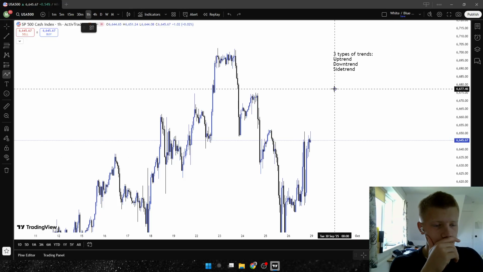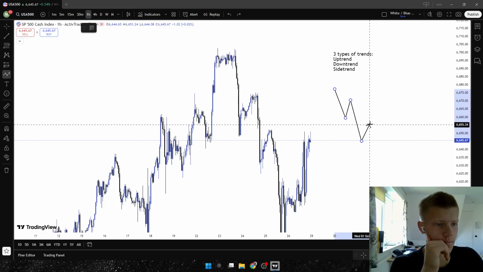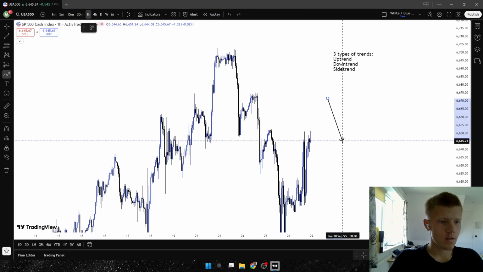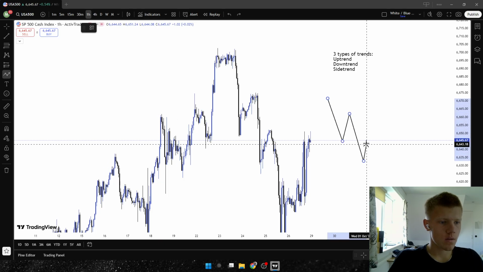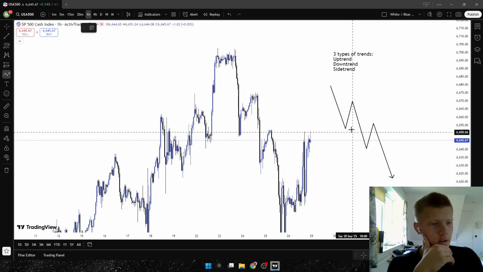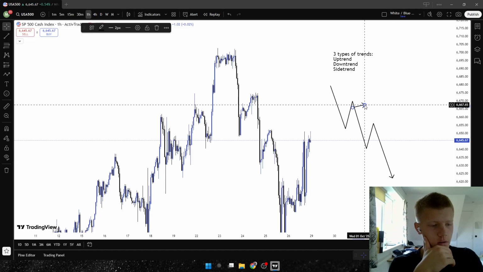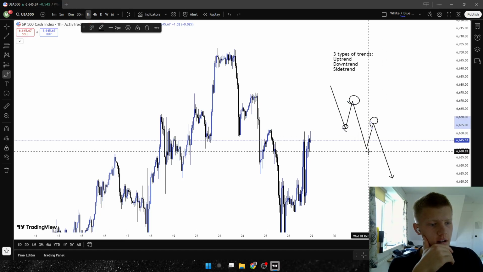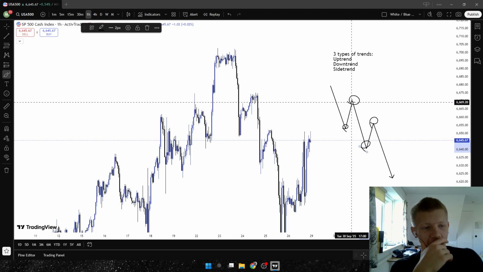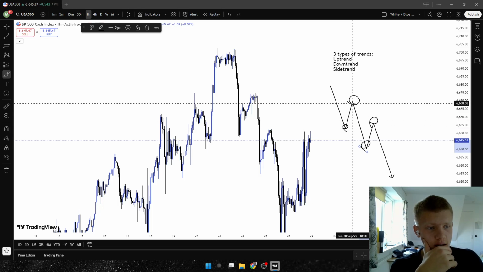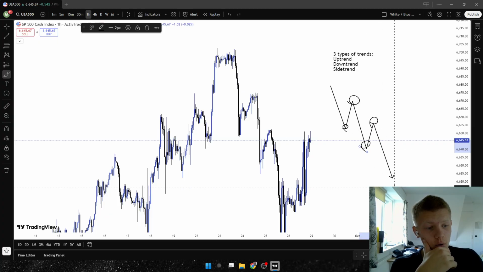Now, a downtrend is a bit different. Oh, that's a very ugly downtrend. Here we have a downtrend. What is it built off of? It is built off of highs and lows again. But now it's not higher highs and higher lows. Now it is a lower high, a lower low, a lower high, a lower low, a lower high. That is what a downtrend is built off of.